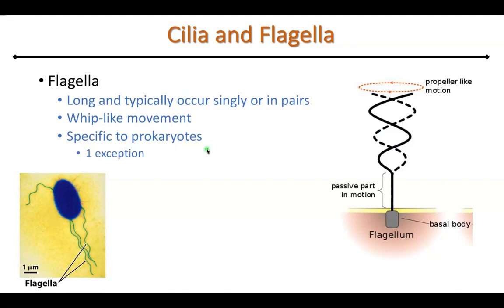So this is also something specific to prokaryotes. So when we do our Venn diagrams, this is something you can include in your prokaryote side. We do have one exception, and that exception is sperm. So in eukaryotes, males have sperm, and sperm, as you've seen before and as we talked about, have one flagella behind them.